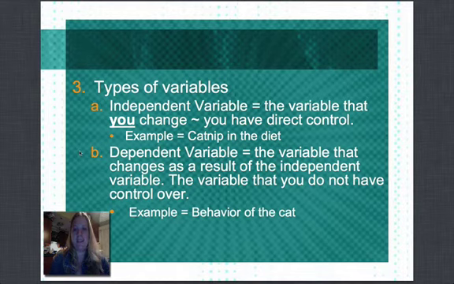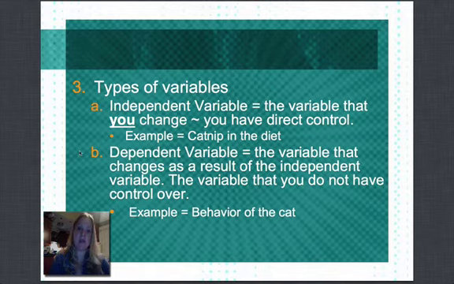The next variable is the dependent variable. The easiest way to explain this is that the dependent variable is going to depend on the independent variable. For example, if I'm doing the catnip experiment, then the dependent variable, the thing that's going to depend on the catnip, is going to be the behavior in the cats. This is also something we're going to measure. So the dependent variable is the change we expect to see, and we have to be able to measure it in some way.